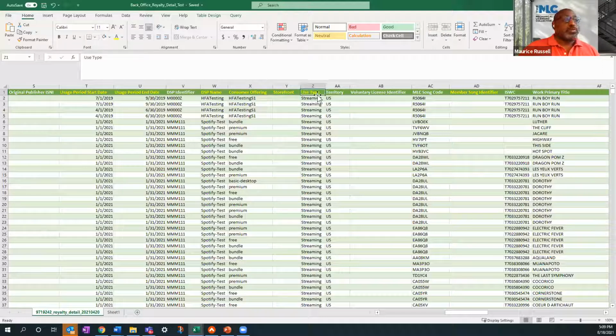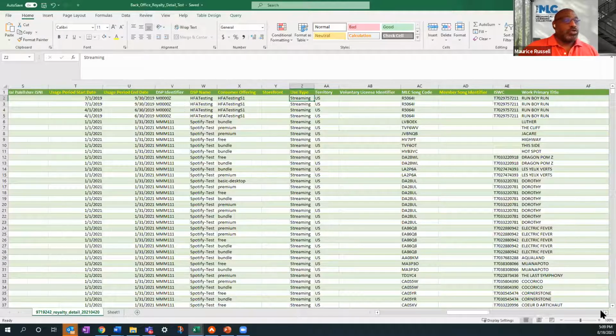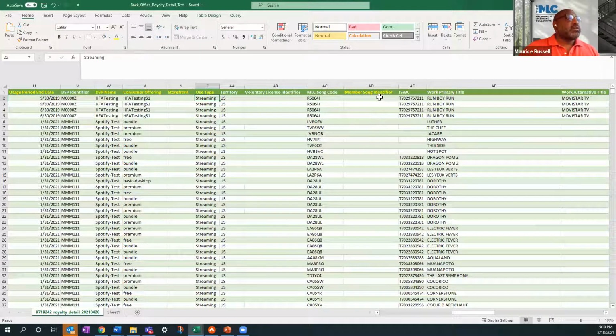And we move on to the use type. There are 2 use types that we would be accounting royalties for. One is streaming and the other is digital download. I would say that streaming is the primary format that you would be receiving royalties on through the MLC. Moving on to the member song identifier. If you have a unique identifier that you submit with your song registrations, that will reappear here in your royalty statement, and that will help you tie back to your system when you receive your statement.